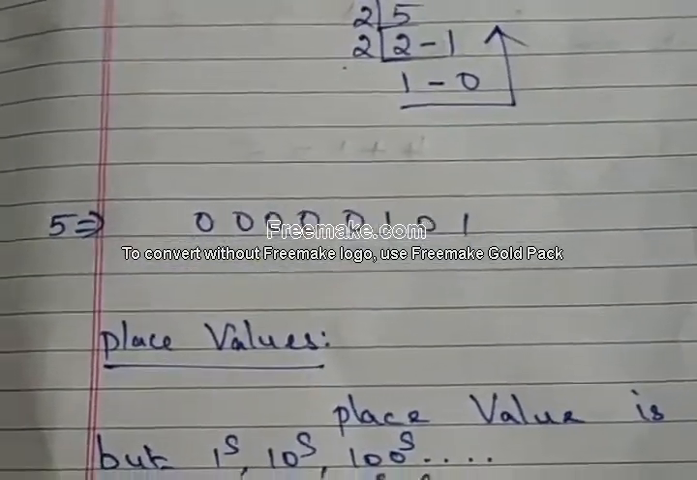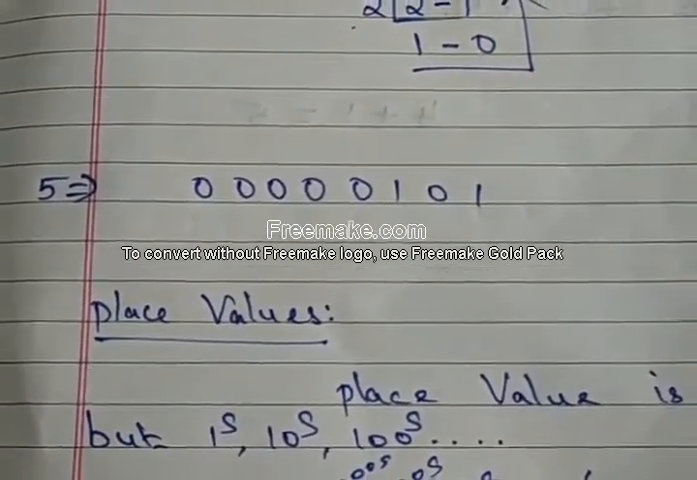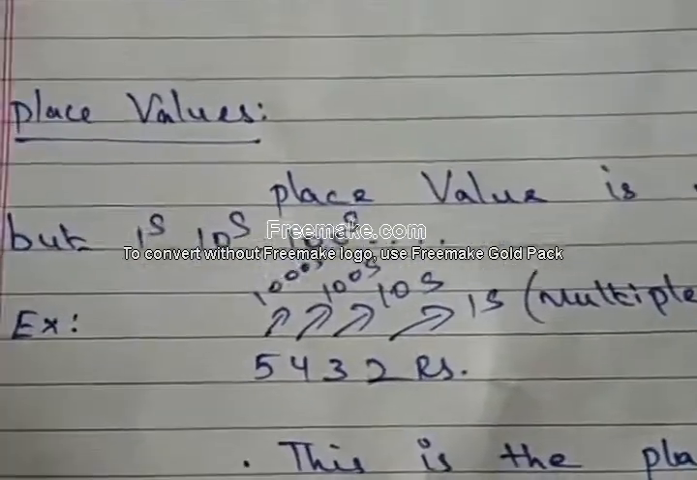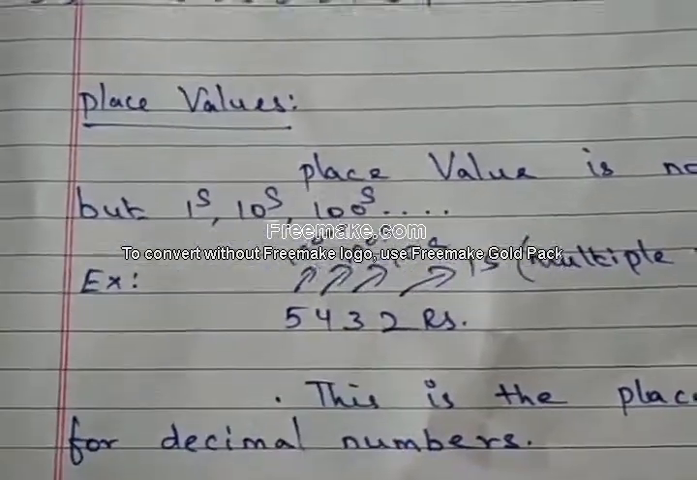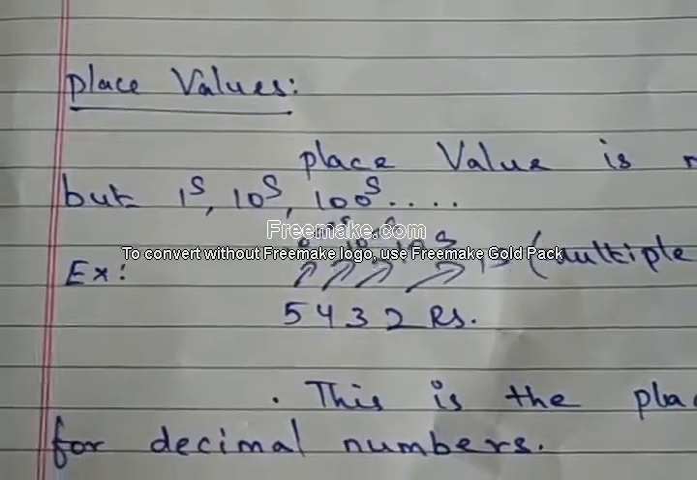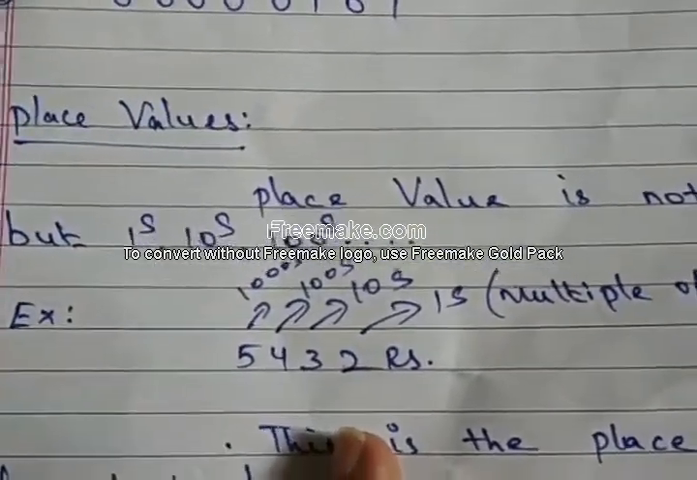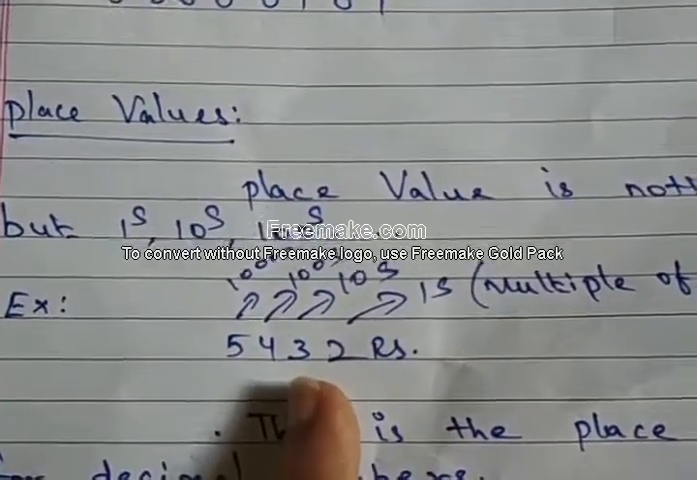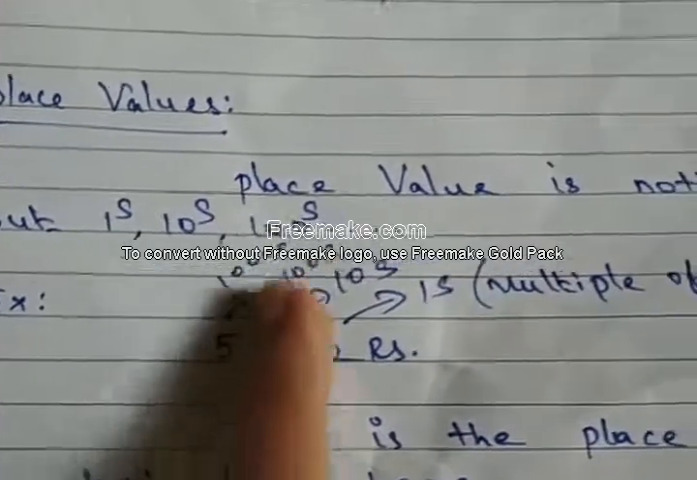By using the place value only. For example, 5432, how will you find how many rupees this is? By using place value only. The last number's place value will be ones. The second last will be tens, and then hundreds, and then thousands.